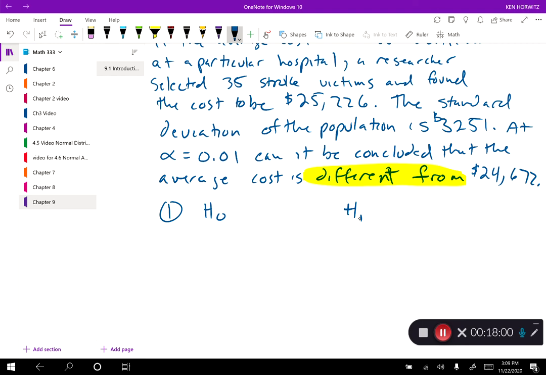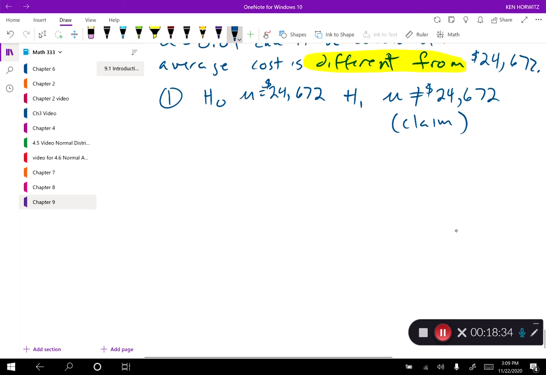Well, the null is everything's the same, that the average is $24,672. And the alternative says it's different from. Well, different from would be the average is not equal to $24,672. And this would be our claim. Now we're going to see what happens if we just say not equal to.